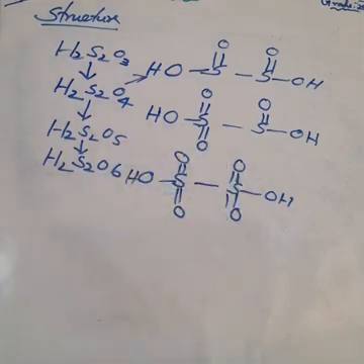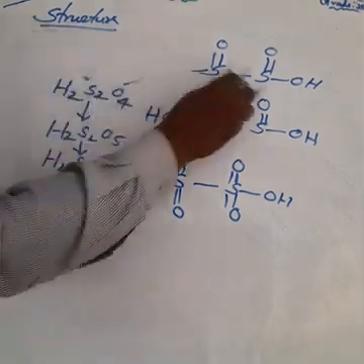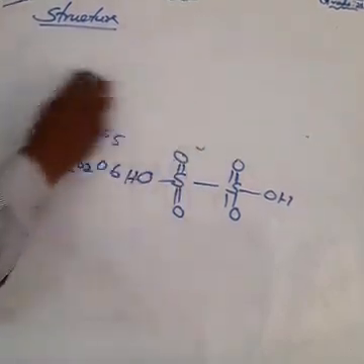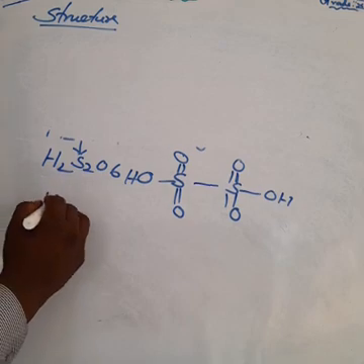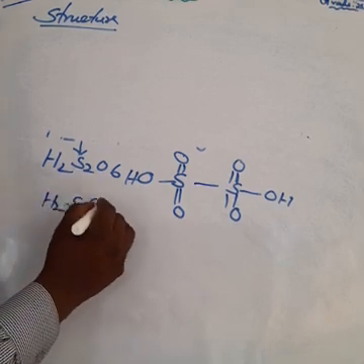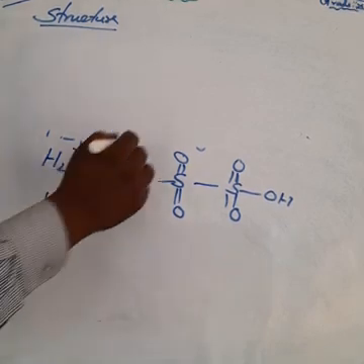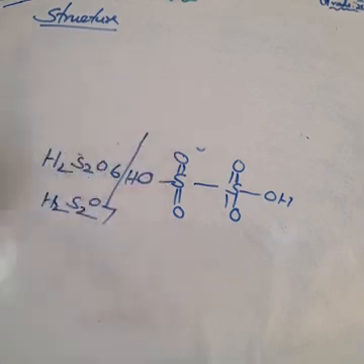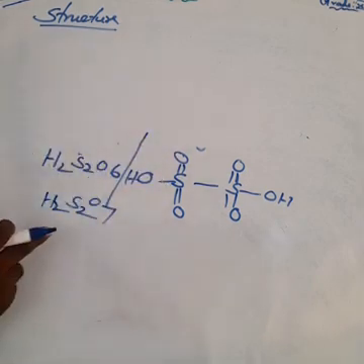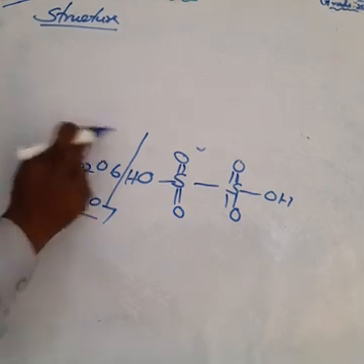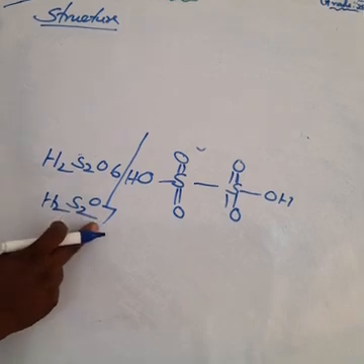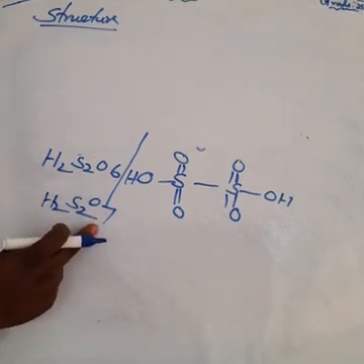Double bond. It is also over. Next, disulfuric acid, otherwise we can say pyrosulfuric acid, pyro. What's the formula? H2S2O7, pyrosulfuric acid.